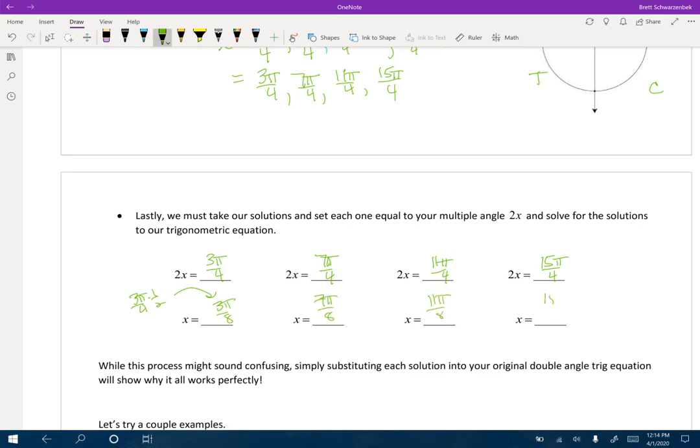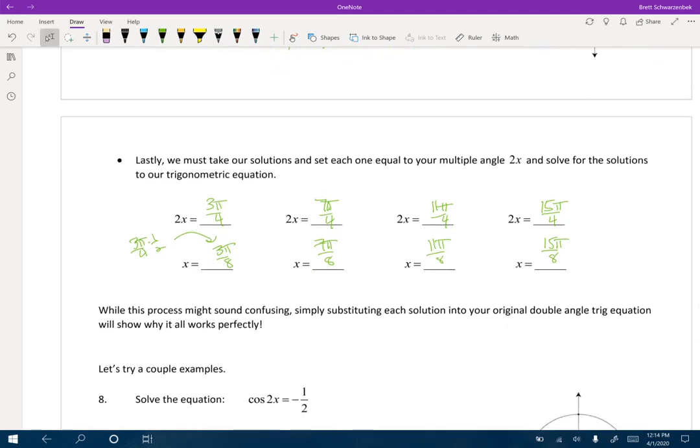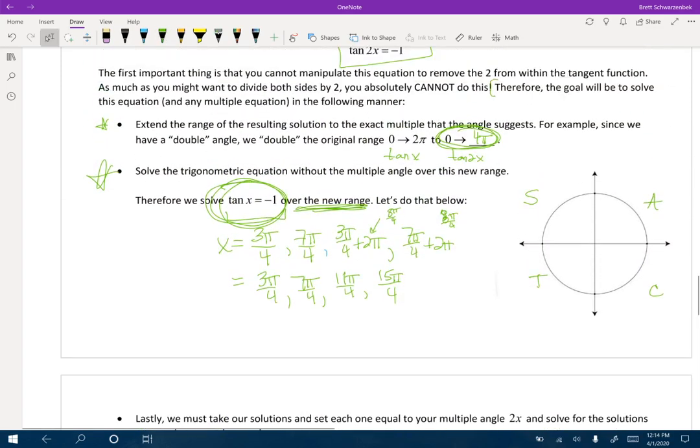Okay, so the answer to our problem in this scenario will be 3 pi over 8, 7 pi over 8, 11 pi over 8, and 15 pi over 8. I always thought of this as a very straightforward solution, but you must understand the steps that you're going by.